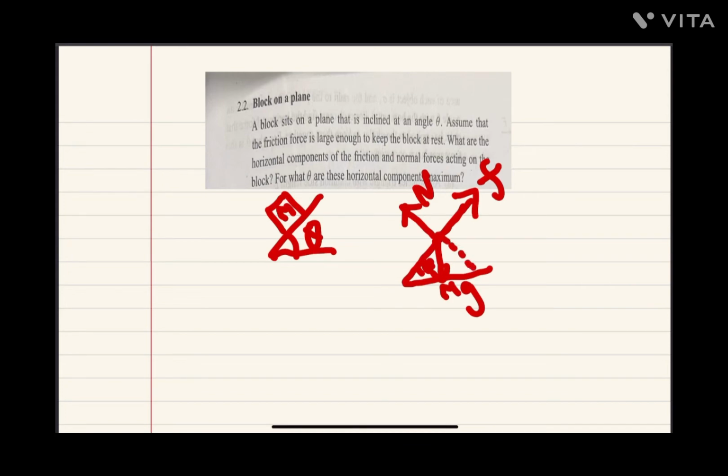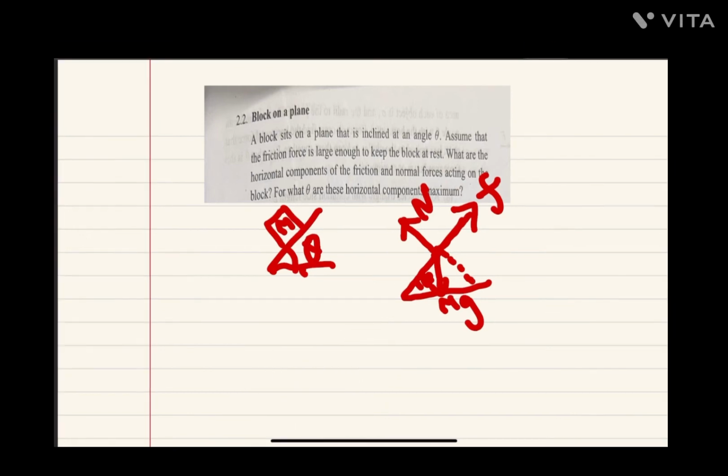We know this is 90 degrees. Let me draw the diagram more clearly. This is theta, this is mg downwards, and this is the direction in which normal force acts, 90 degrees. And we know this is 90 degrees because the horizontal surface is perpendicular to the vertical surface. So this will be 90 minus theta, and this angle is theta. So mg makes an angle of theta with the line in which the normal force is acting.